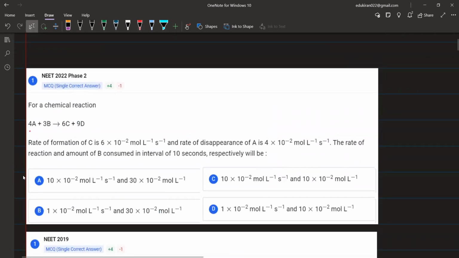For a chemical reaction 4A plus 3B gives you 6C and 9D. The rate of formation of C is this much. Rate of disappearance of A is this much. The rate of reaction and amount of B consumed in interval of 10 seconds. So you have to calculate the rate of reaction. Okay, so I'm just giving you some hint.